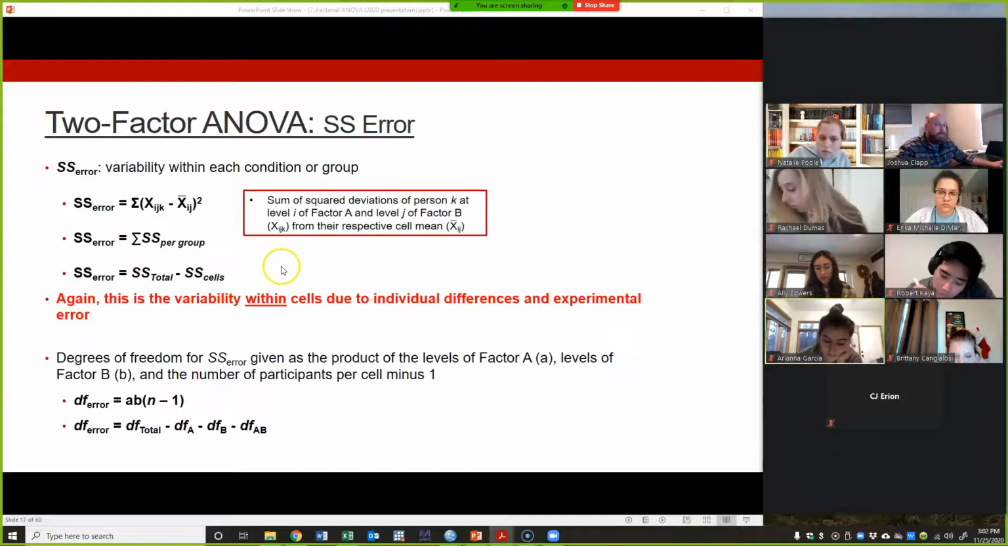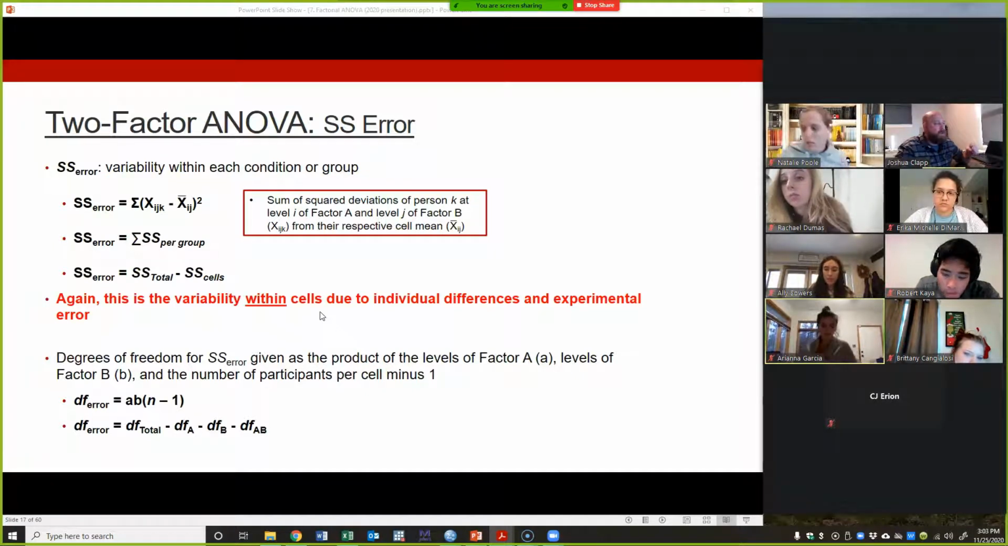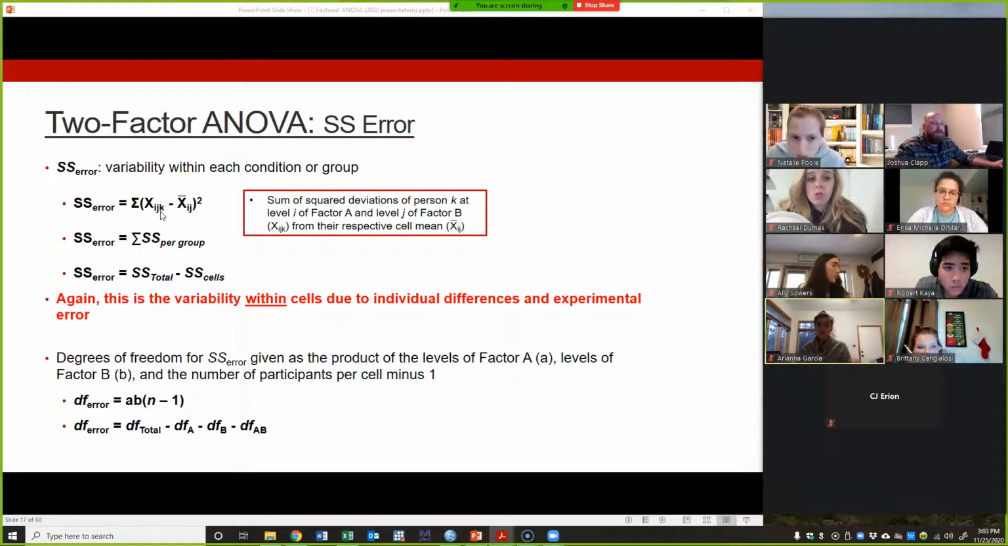All right, and then we're going to switch over and calculate our sum of squares error. Just as Erica indicated, sum of squares error is the variability within each condition or group. Our sum of squares error is the sum of the squared deviations of person I at level J of factor A and level K of factor B from their respective cell means.